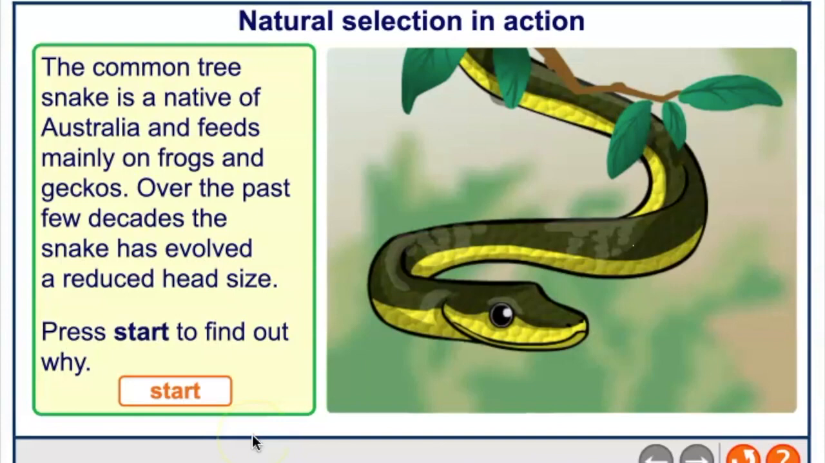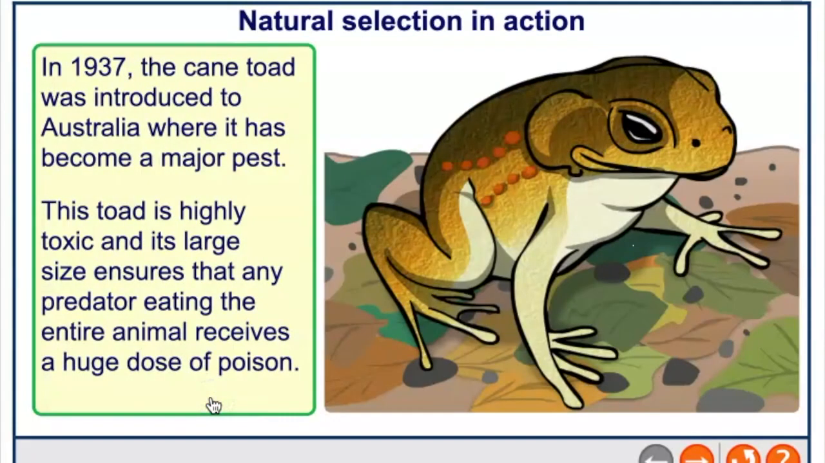We've seen this example before. Natural selection in action with the common tree snake. It's a native of Australia, and it feeds mainly on frogs and geckos. Over the past few decades, the snake has evolved a reduced head size. It is thought this is due to the cane toad introduction in 1937. Cane toads are a pest. They are also highly toxic, and they have a large size.